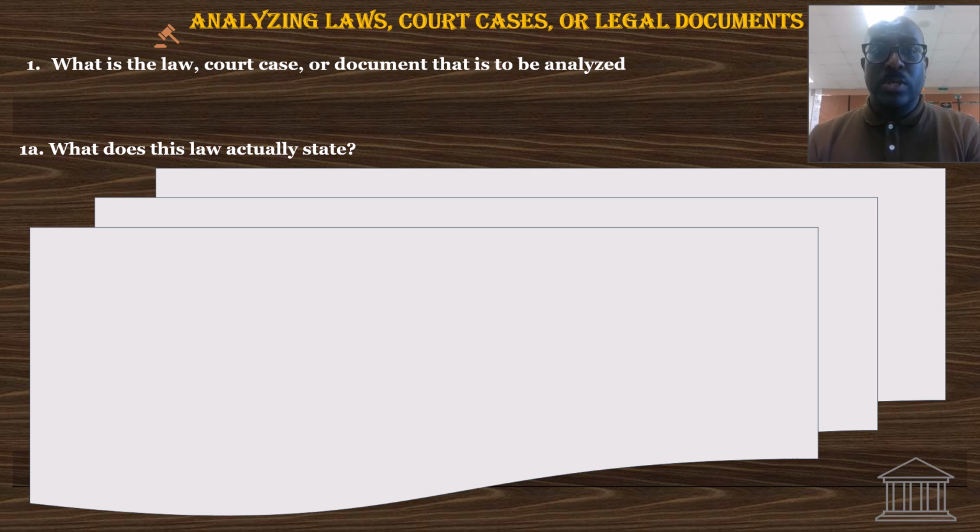So first we want to look at the questions that go with it. It's only roughly 6 questions. And the first question is, what is the law, court case, or document that is to be analyzed? So what you're going to put in this place within the template is just the name of the law. For example, you could list the First Amendment of the Bill of Rights of the Constitution.